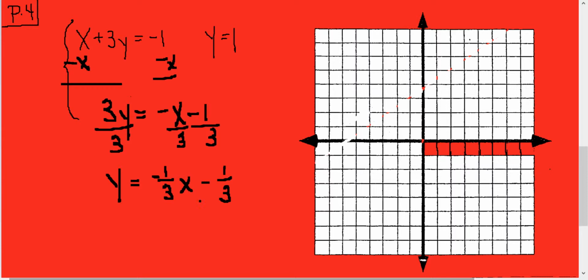So you can see what I'm on about. My y-intercept is negative 1/3. So it may be about here. Make it nice and thick. My slope is negative 1/3. So I'm going to go down 1 and over 3. Connect. Connect my line here.